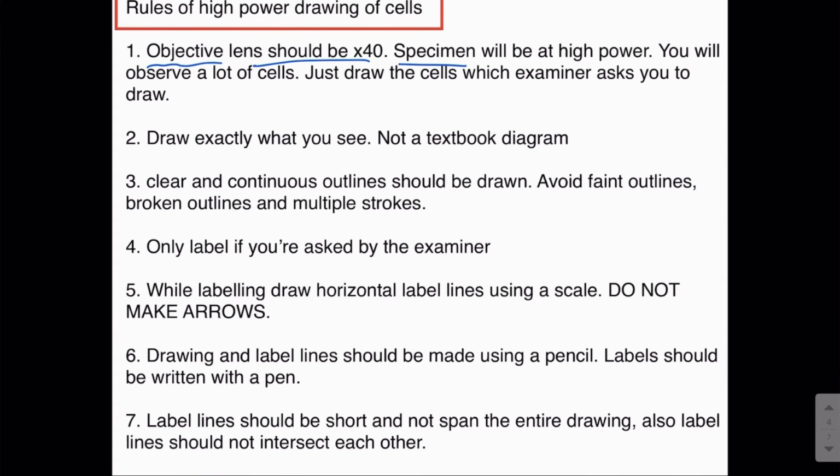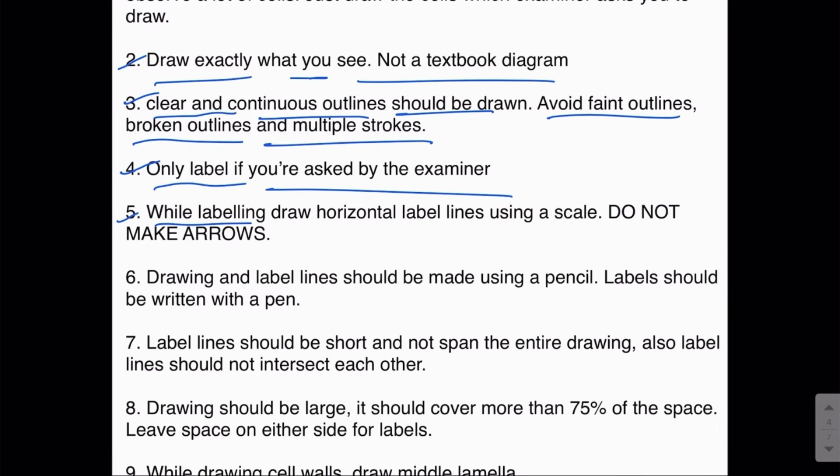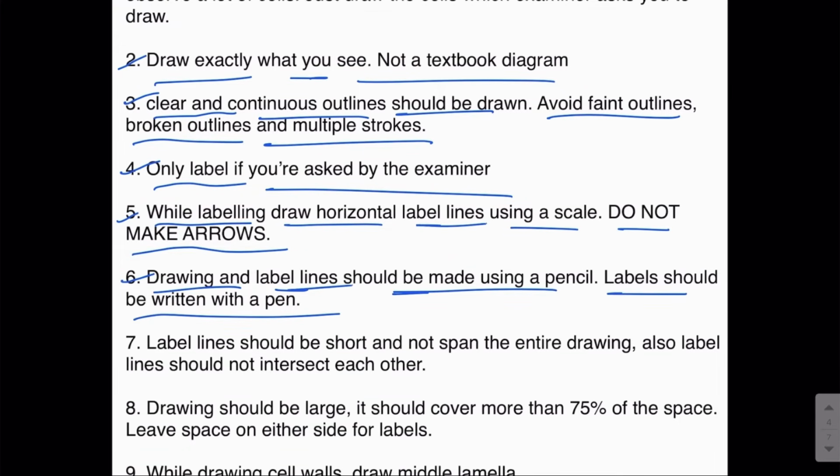So guys, let's quickly go through all the rules that we just discussed. Draw exactly what you see, not a textbook diagram. Clear and continuous outlines should be drawn. Avoid faint outlines, broken outlines, and multiple strokes. Only label if you're asked by the examiner. While labeling, draw horizontal label lines using a scale. Do not make arrows. Drawing and label lines should be made using a pencil. Labels should be written with a pen.